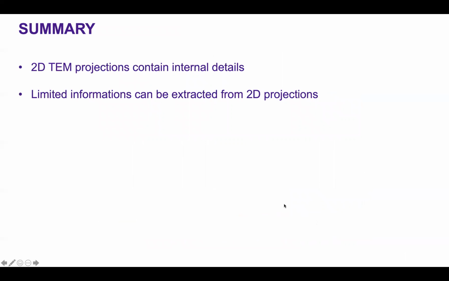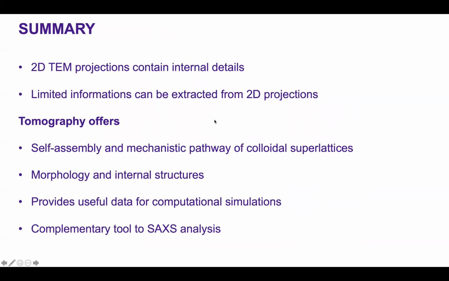In summary, what I can say is that 2D TEM projections contain a lot of internal details of an object under investigation, but we can only extract limited information from a 2D projection. Tomography offers the self-assembly and mechanistic pathway of colloidal superlattices, morphology and internal structure. It provides a lot of useful data for computational simulation and is a complementary tool for SACs and other analysis.